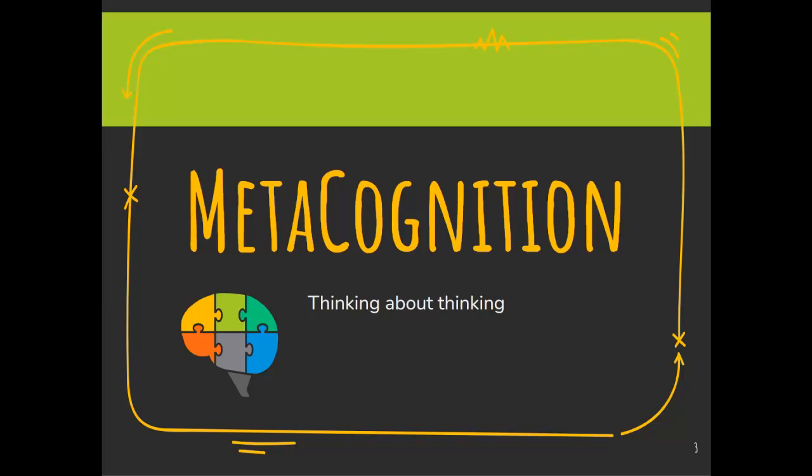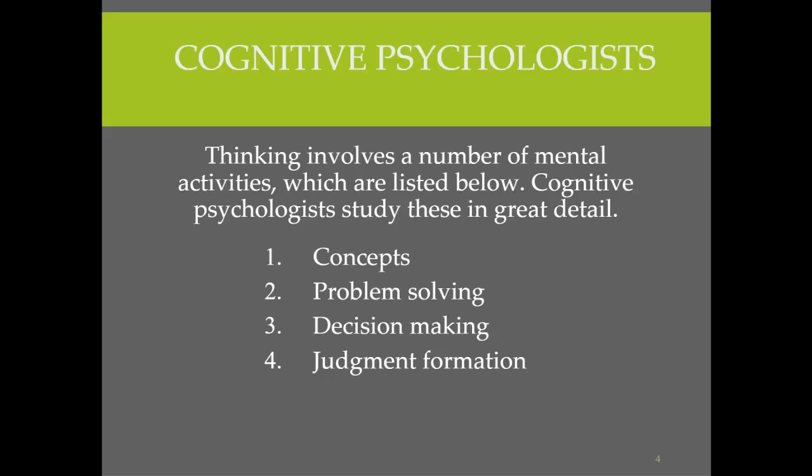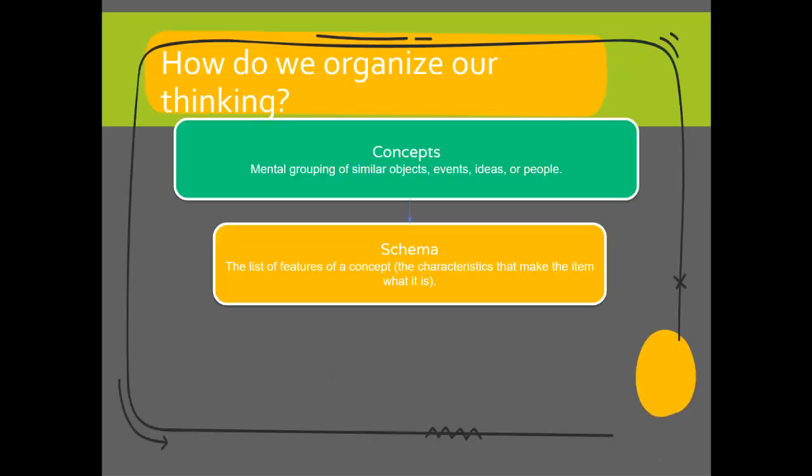Like, why am I thinking about this? Why am I learning about this? How do I solve these problems? All of those questions about your thinking is metacognition. All right, it involves other things: concepts, problem solving, decision making, judgment formation.